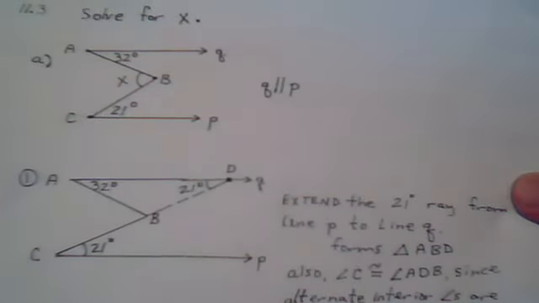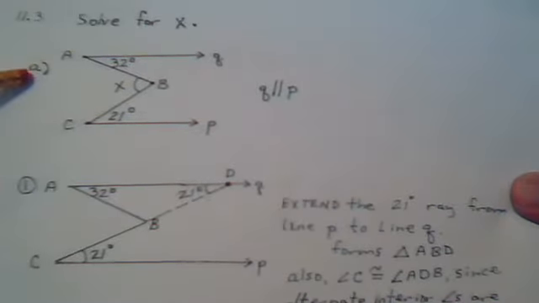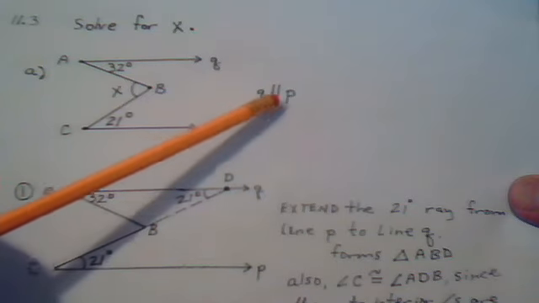Solve for x. This is part A, problem for A. This is the diagram. They're telling us that line Q is parallel to line P.